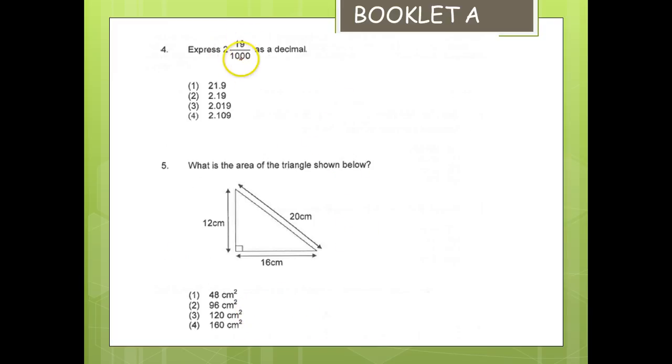Express 2 and 19 thousandths as a decimal. So I know that I need to express this as a decimal. 19 divided by 1000 is 0.019. So the answer is 2.019, which is option number 3.